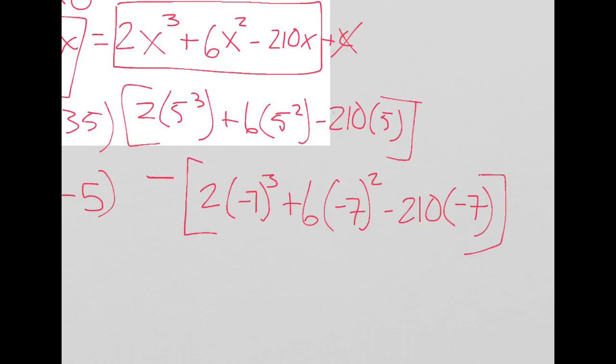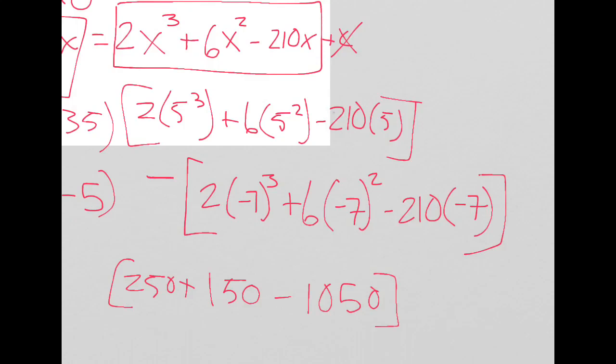What is 5 cubed? 5 cubed is 125. 125 times 2 is 250. Plus 5 squared is 25 times 6. If you have 6 quarters, how much money do you have? $1.50. So we have 150 right there. 6 times 25, minus 210 times 5. Well, I know that 5 times 10 is 50, and 5 times 2 is 10. So let's say 1050 right there.